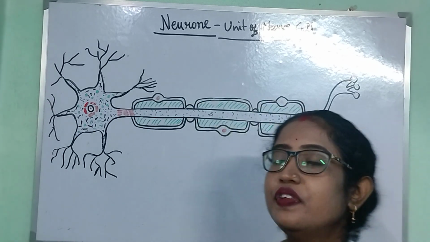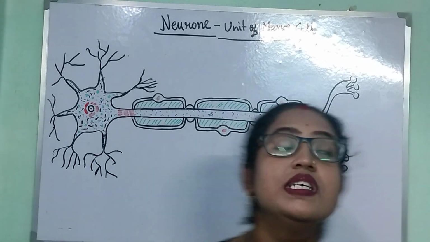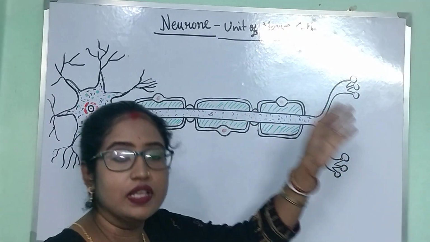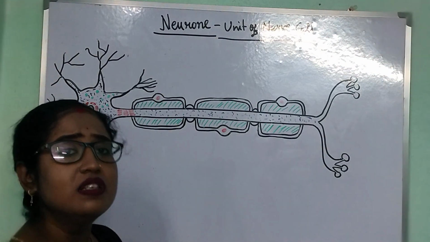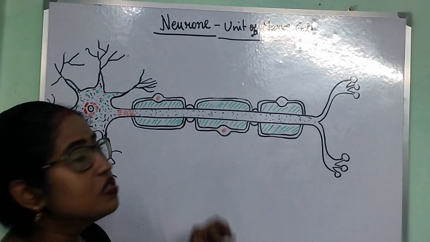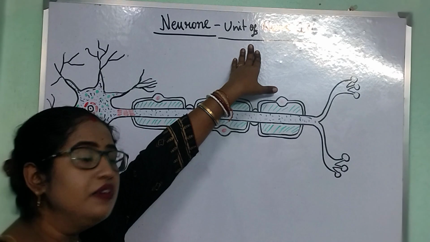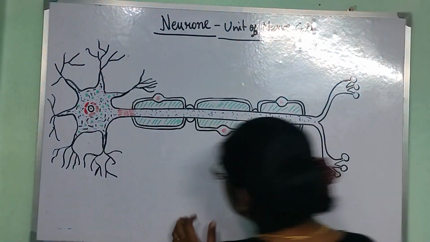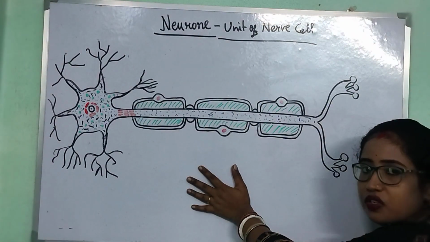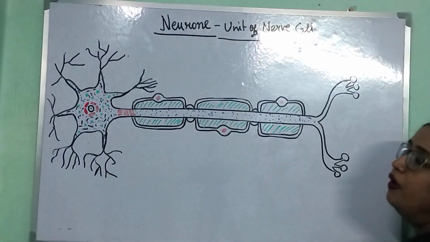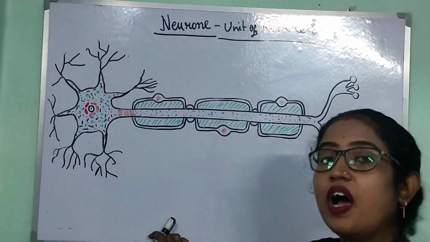In today's session, we are going to discuss the structure of the neuron. Neuron means the unit of the nerve cell. So the nerve cells are made up of millions of single neurons. So these neurons are the unit of the nerve cell. This single cell structure, the neuron, looks like this type. It is the longest cell that is present in our body.